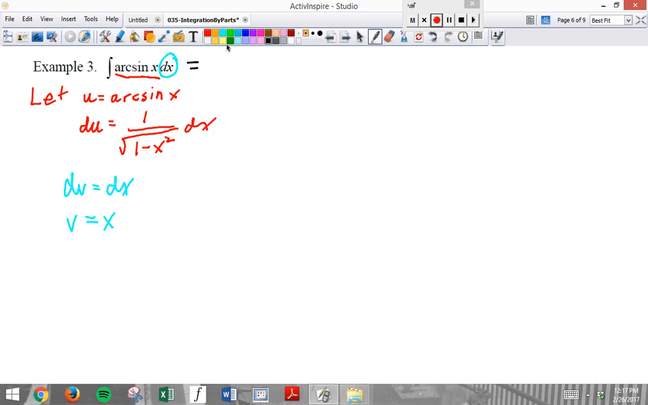I promise. So we have UV. I got this. X arcsine X. Mr. Leven, you said UV and you just wrote VU. Well, U times V is the same as V times U. 3 times 2 is the same as 2 times 3. Right? Multiplication is commutative. So we can do it like that. Minus integral VU.